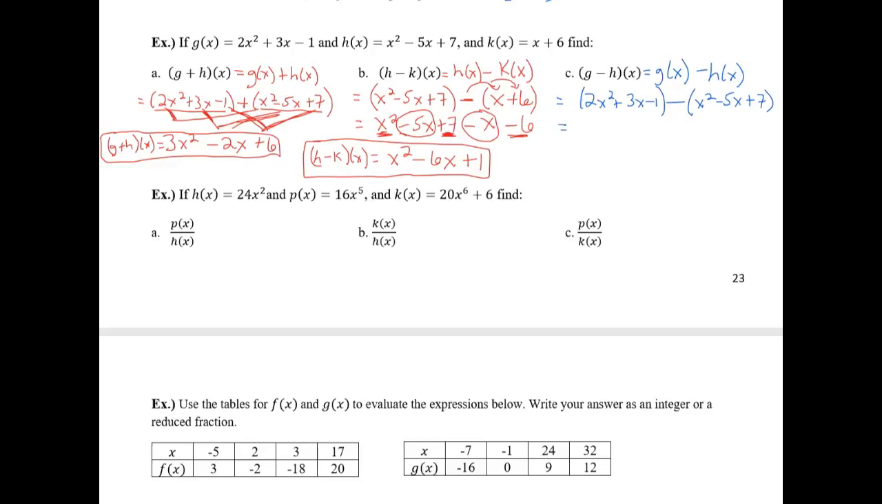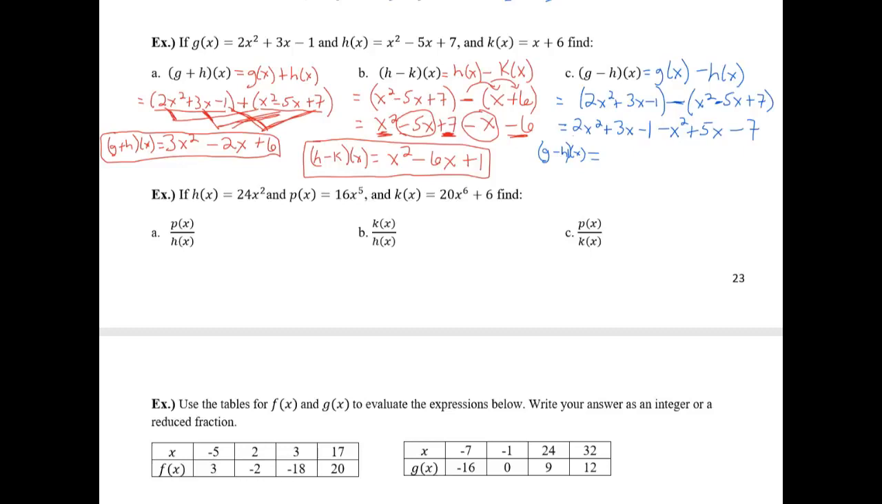I need to distribute this negative through, so I'm subtracting all of h. Remember, the first parenthesis stays the same. I'm subtracting everything in the second, so all the signs will change. It'll be minus x squared, and then I'm subtracting a negative 5. So those two negatives will make it plus 5x, and then subtracting 7. Now I can combine my like terms and get my final answer.